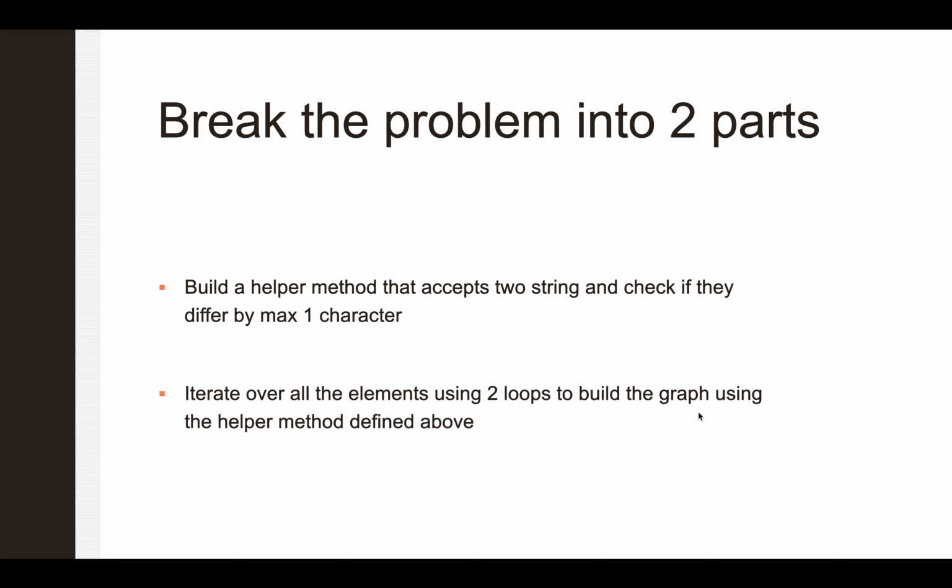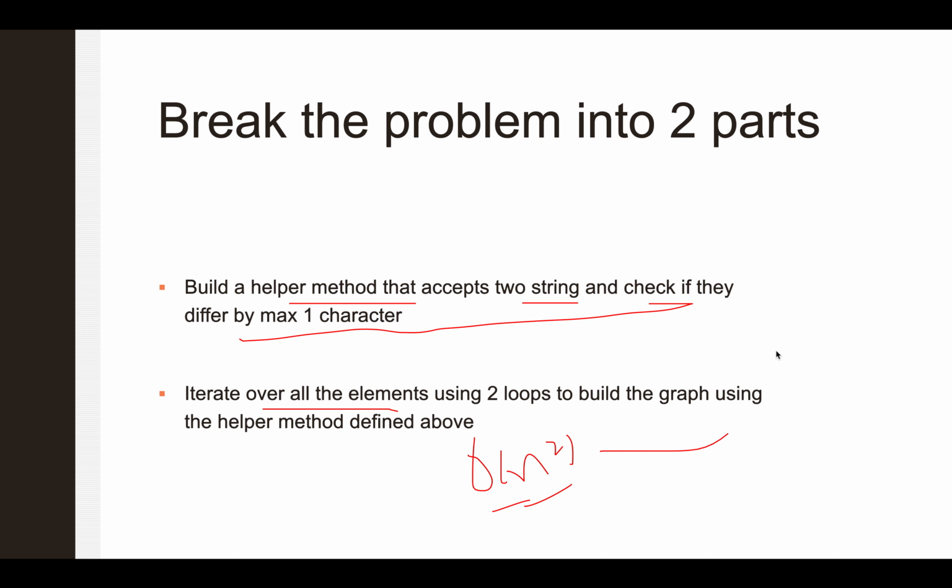So let's break the problem into two parts. As I told, we'll build a helper method that accepts two strings and checks if the two strings differ by at max one character. Pretty simple, and I think everyone would be able to write this code. And how are we going to build the map? We'll iterate over all the elements using two loops, with order of n square complexity, and we'll invoke the helper method for each possibility. We'll build the graph using the response of those helper methods for n into m strings, for all the strings.